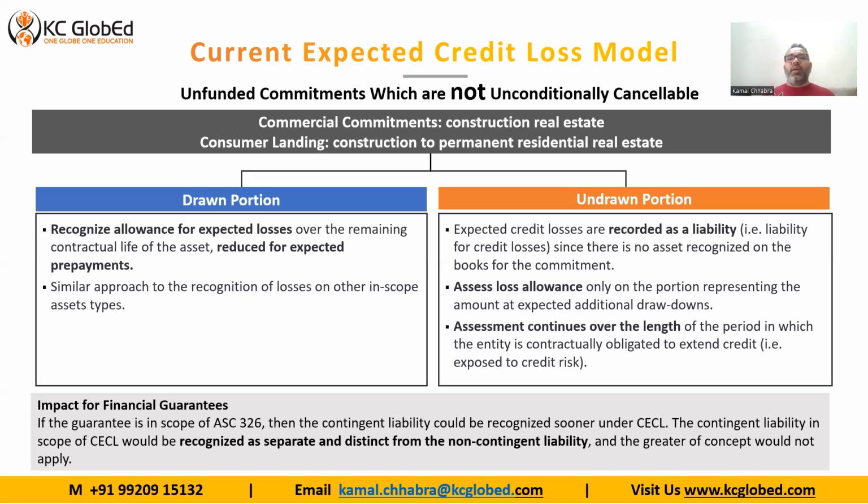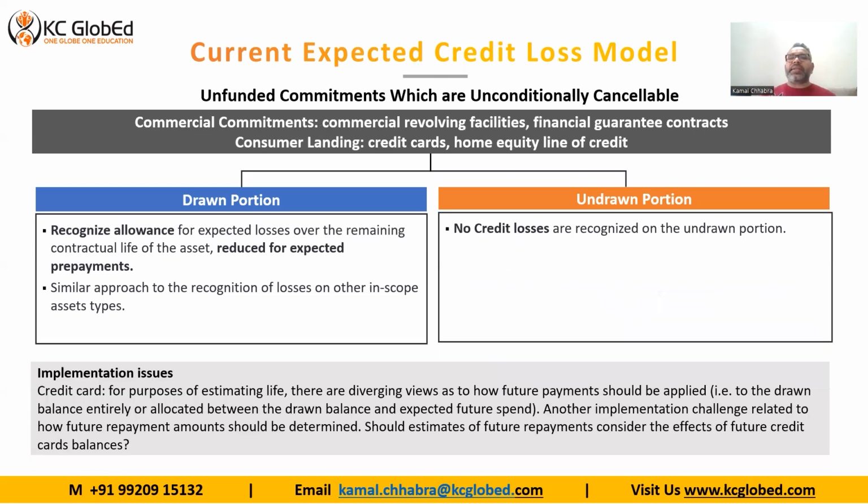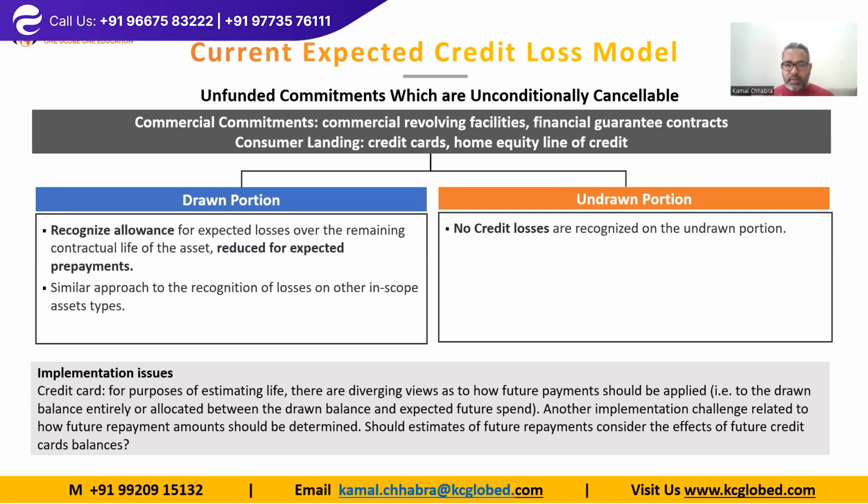And this is for not unconditionally cancelable. If it is unconditionally cancelable, that means the person to whom you have committed is not liable for anything and he or she can cancel at any point of time, then for the undrawn portion no credit loss is required, and for the drawn portion you need to do a similar activity as for not unconditionally cancelable. Make sense?